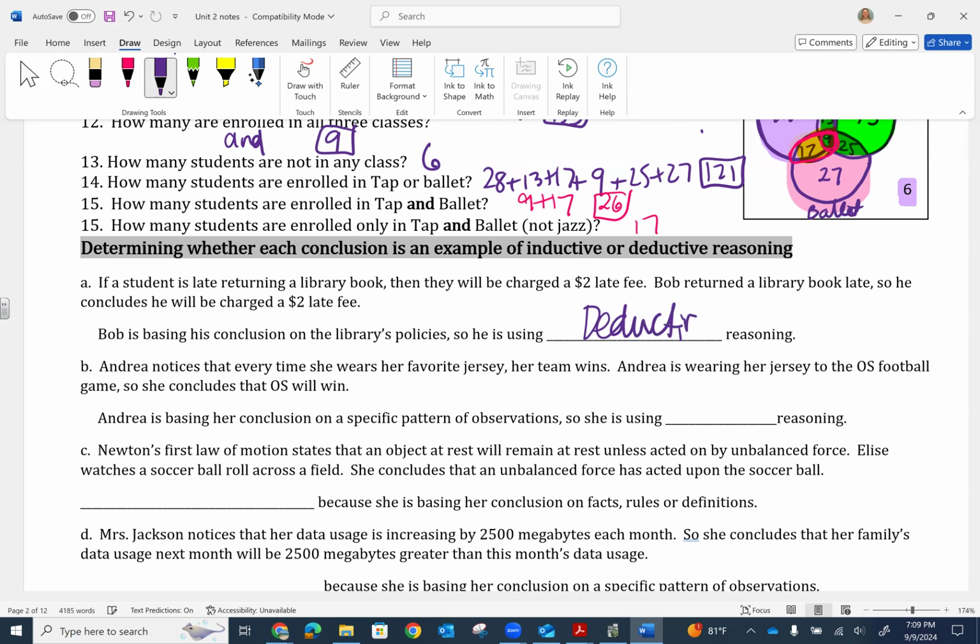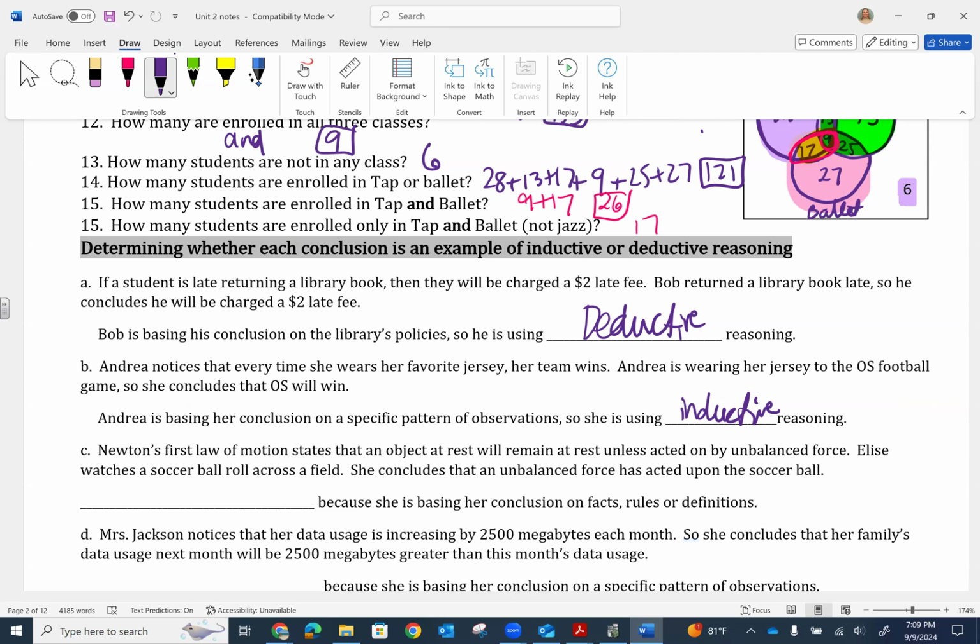He used laws and regulations, okay, to help see it. Andrea notices every single time she wears her favorite jersey, her team wins. And Andrea is wearing a new jersey, so she concludes that her team will win. That is inductive. She's just sampling to say, hey, I noticed this happens. It's a generalization. I'm trying to come up with a conjecture. You can't prove it, but you can say it normally happens. You can disprove it by a counterexample. Okay, the one time she wore it, but they still lost.